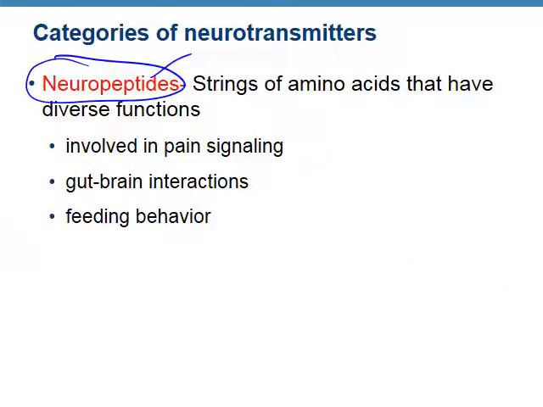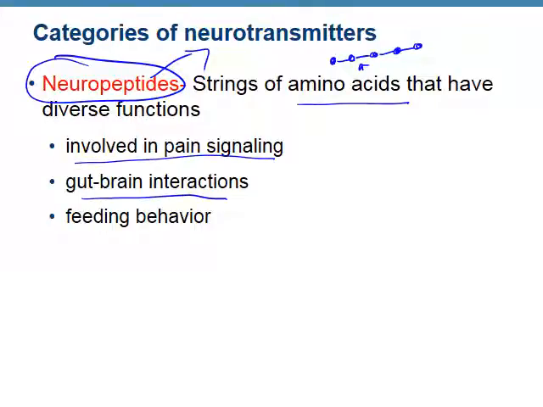Next group, I call them neuropeptides. I think your book just labels them as peptides. They're strings of amino acids. So remember, an amino acid is just one. If you put the beads on a string, that's a peptide. These are peptide bonds. You have to go back to chapter 3. But these are involved in pain signaling, and gut and brain interactions. So it has something to do with feeding behavior. So basically your stomach talking to your brain.